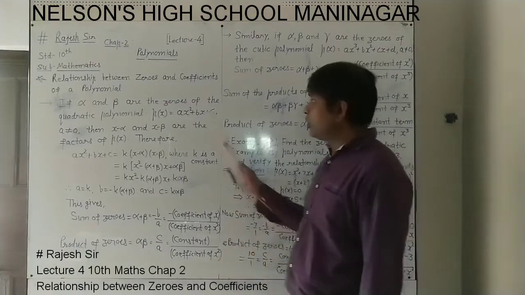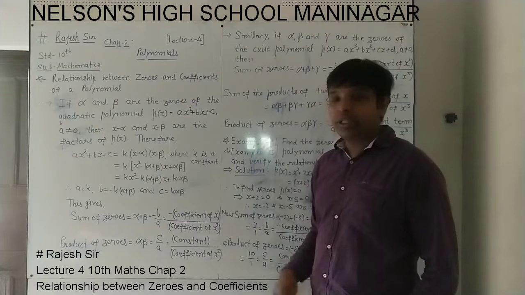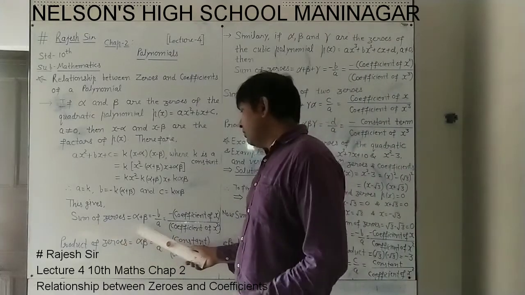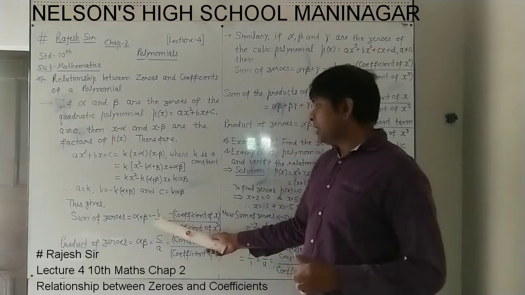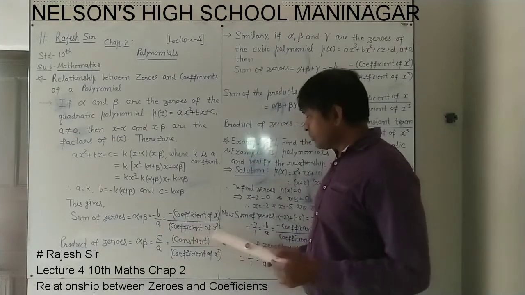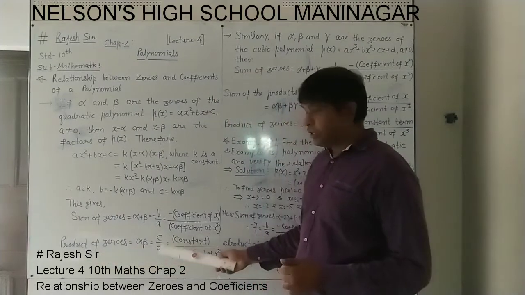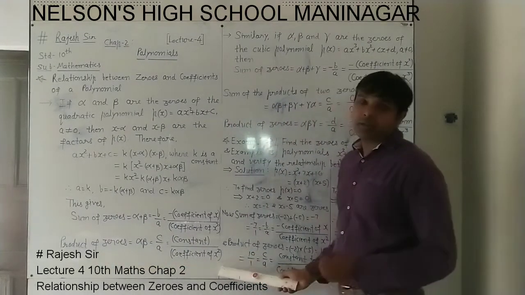So this way, for the quadratic polynomial, if alpha and beta are the two zeros, we have to remember that the sum of the zeros, alpha plus beta, equals minus b upon a, that is, minus the coefficient of x upon the coefficient of x square. And the product of zeros, alpha into beta, equals c upon a, that is, the constant upon the coefficient of x square.